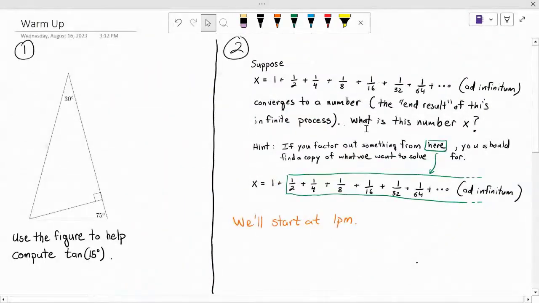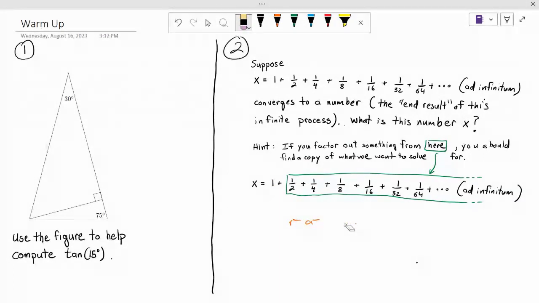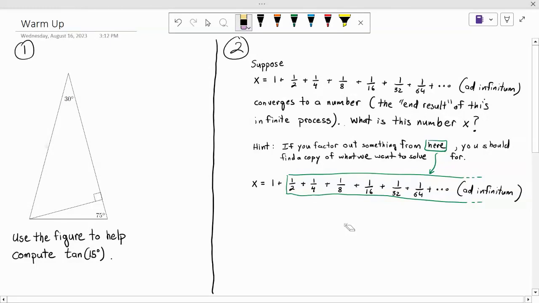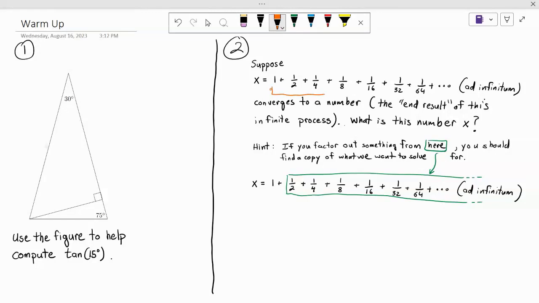So maybe the other problem I can do fairly quickly. This is something you might see in Calculus 2, if not 1. I think Calculus 2. But this is what we call an infinite series, because you're adding infinitely many terms. That ad infinitum just means this pattern goes on forever. And suppose that this infinite process of adding more and more terms does have an end result, and that end result is a number, x.